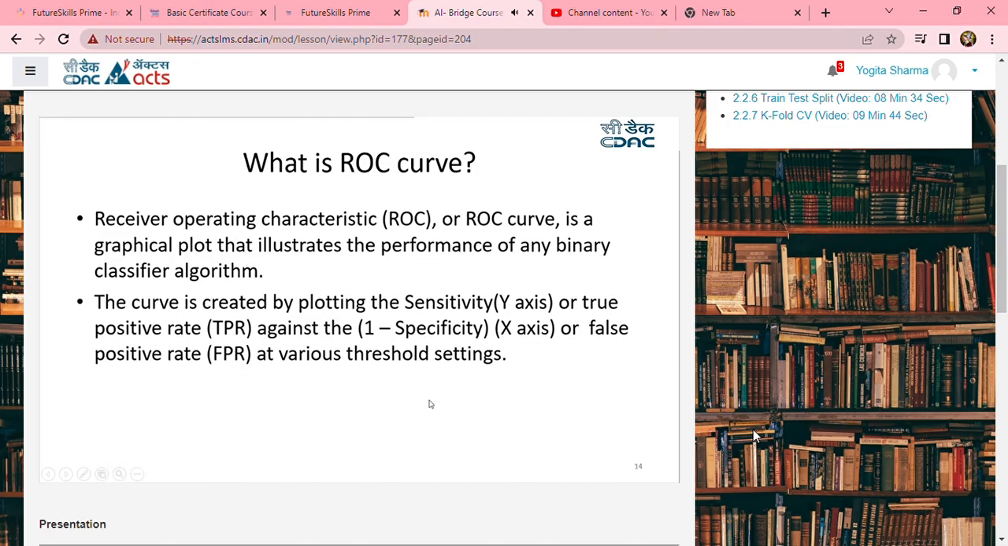ROC curve, let me tell you, is basically plotted only for binary classification algorithms. It is plotted with sensitivity or true positive rate as the y-axis and 1 minus specificity as the x-axis. 1 minus specificity means 1 minus true negative rate. It will be the false positive rate. And this sensitivity and specificity are calculated at different thresholds. Let me clarify what that is.